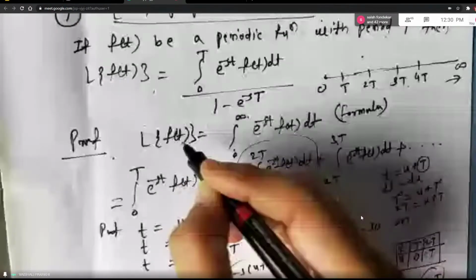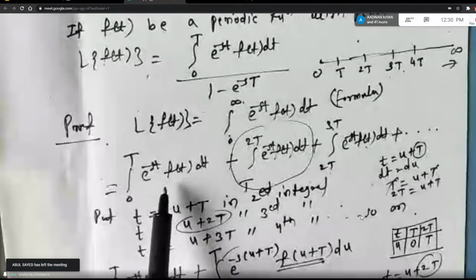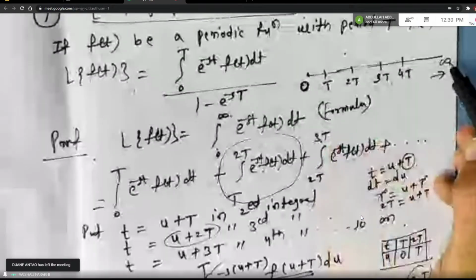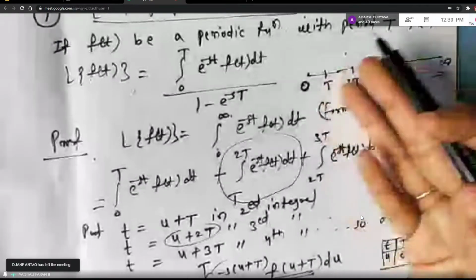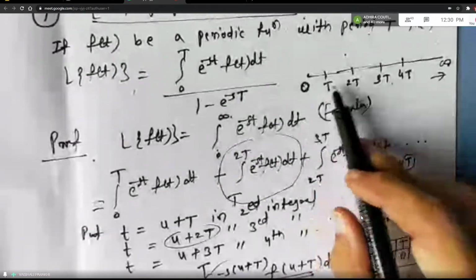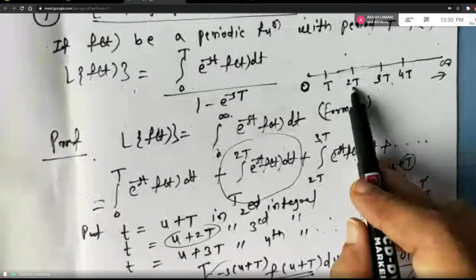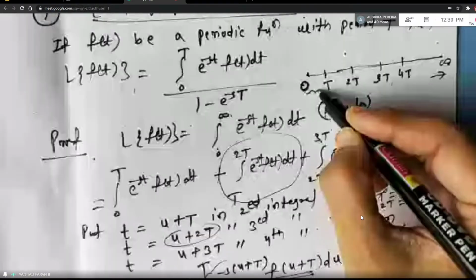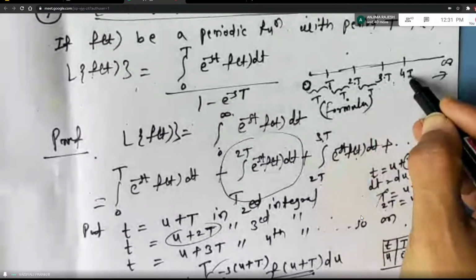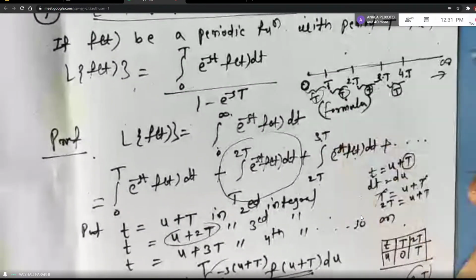L of f of t is equal to integral from 0 to infinity e raised to minus st f of t dt, right? Now see what is done here, students. 0 to infinity is where? Suppose this is 0. Where is infinity? You don't know where is infinity. So this side somewhere. If you go to left of 0, then it will be minus infinity, right? Now this is divided in intervals 0 to T, T to 2T, 2T to 3T. So the length of every interval is kept T. 2T minus T is T, 3T minus 2T is T, 4T minus 3T is T. Why? Because T is our period of the function, correct?